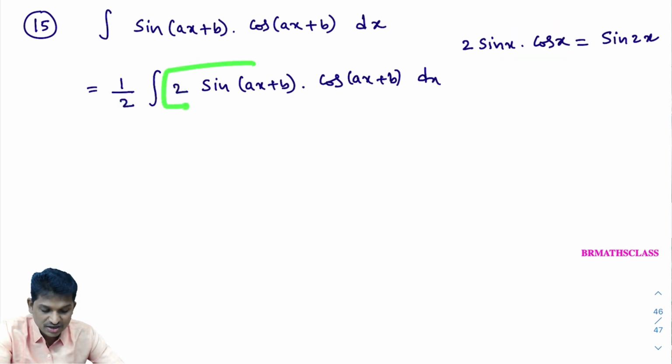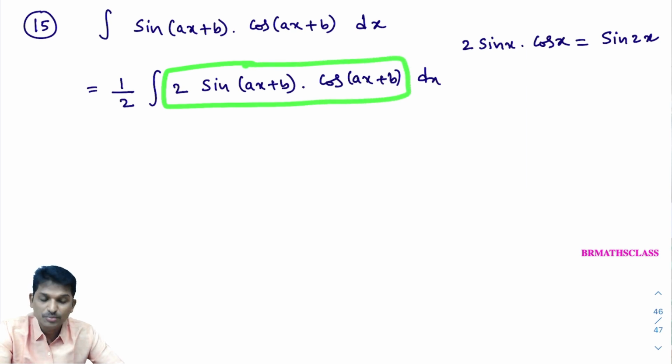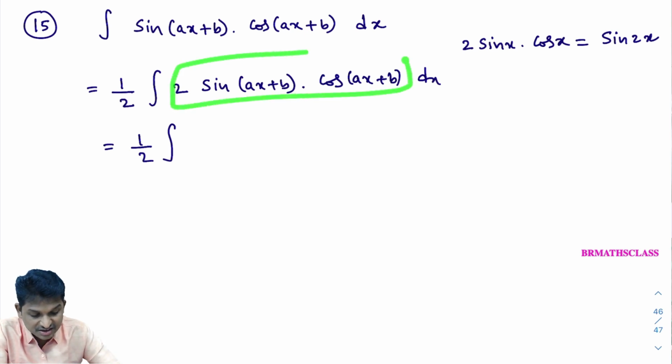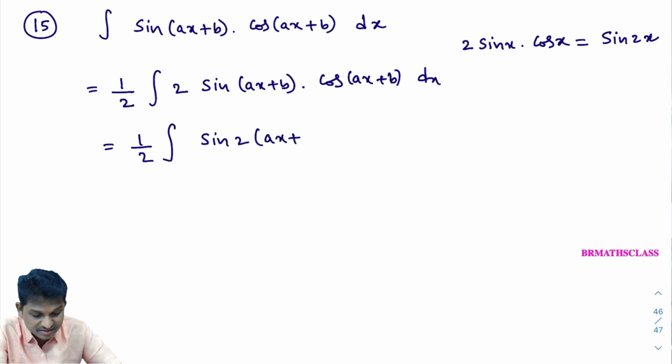Now look here. This is of which form? This is of the form 2 sin x cos x. What is 2 sin x cos x? That is sin 2x. Apply that formula. That equals 1 by 2 into the integral of, for this expression of the form 2 sin x into cos x, now it can be written as sin 2x. What is x here? Ax plus b.